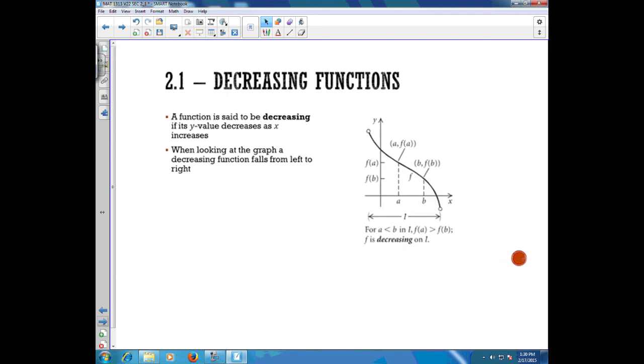We said a function's decreasing if the y value decreases as x increases. Right? So as x goes up, y goes down. When you're looking at the graph, a decreasing function falls from left to right. It's going to be going down from left to right.